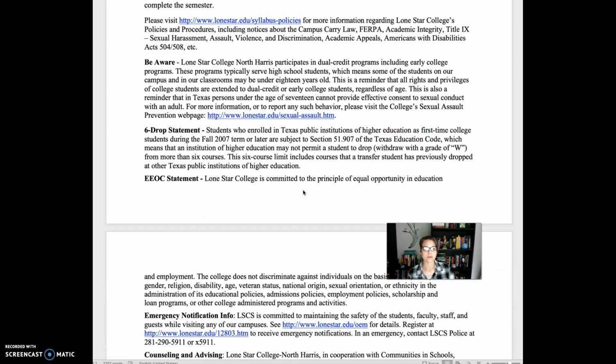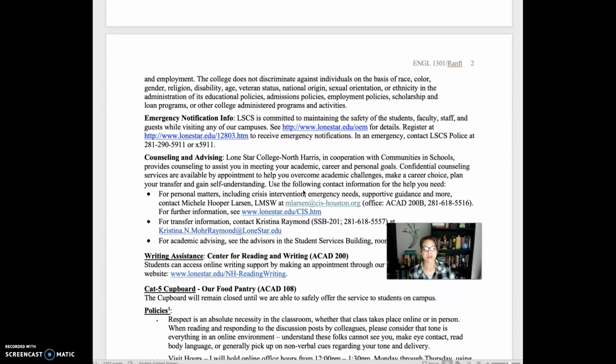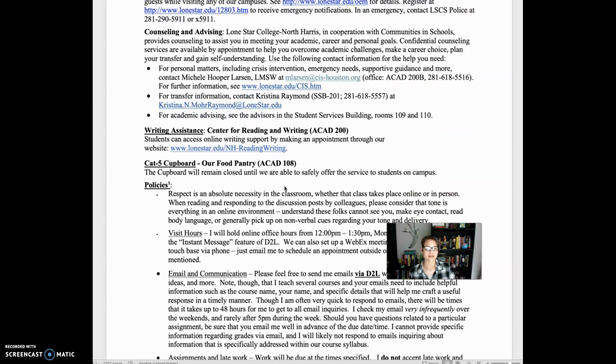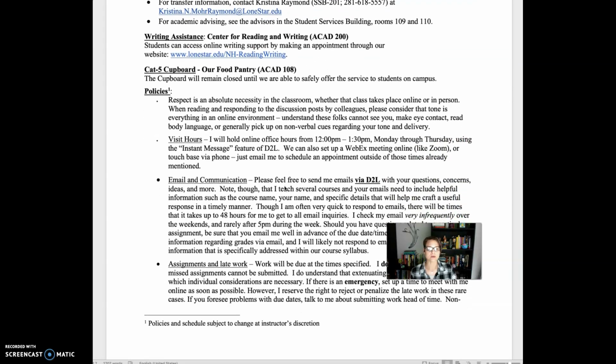But all of this information is just typical for our syllabus, right? There are some links here and email addresses for counseling and advising, so keep that in mind. Also the Writing Center if you want some online tutoring, which they will be holding, so just keep that again in mind. I want to walk through our policies, okay?